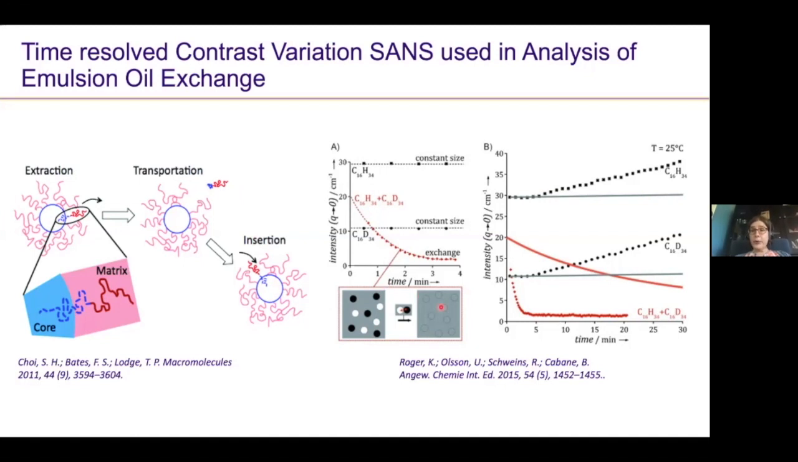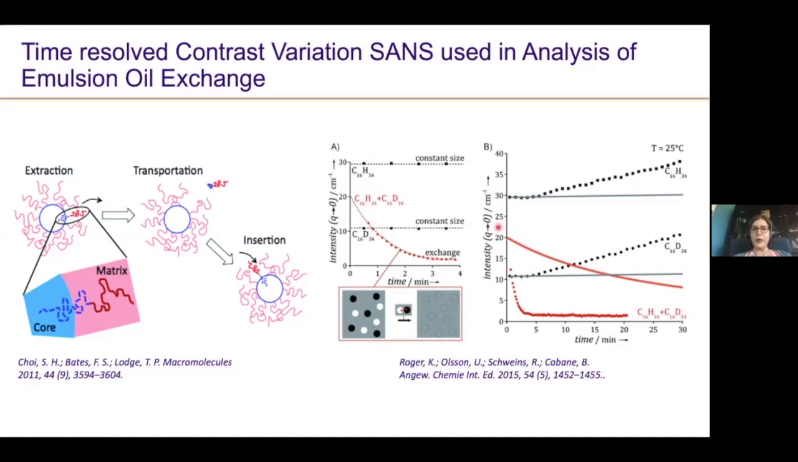For emulsion systems, this has also been tried in the past by Professor Cabane in France. And what they did is very similar to what I'm going to show you today. They prepared samples of emulsions that were identical, except that one of them was prepared with hydrogenated material and the other one with deuterated material. And they could monitor the exchange of molecules as a function of time by looking at the change in contrast, or in this case, the change in intensity.